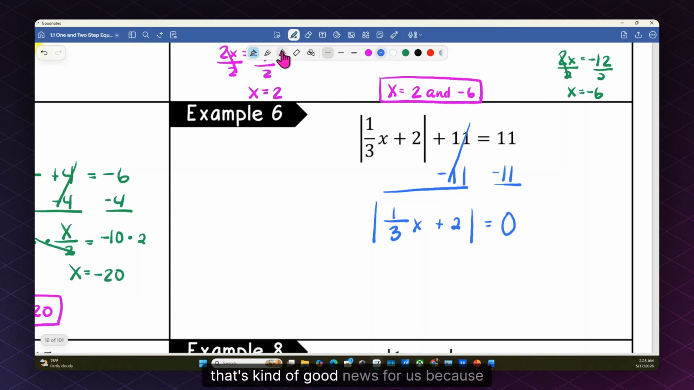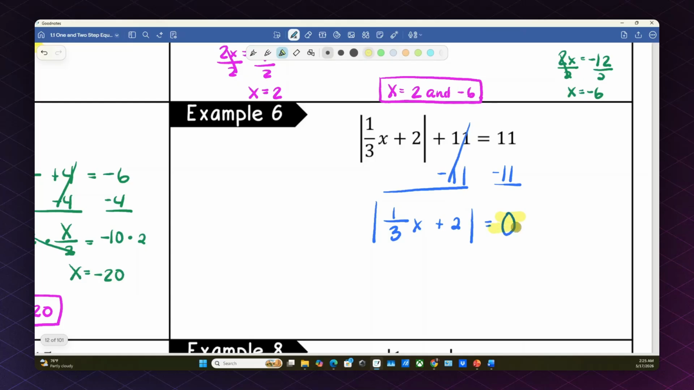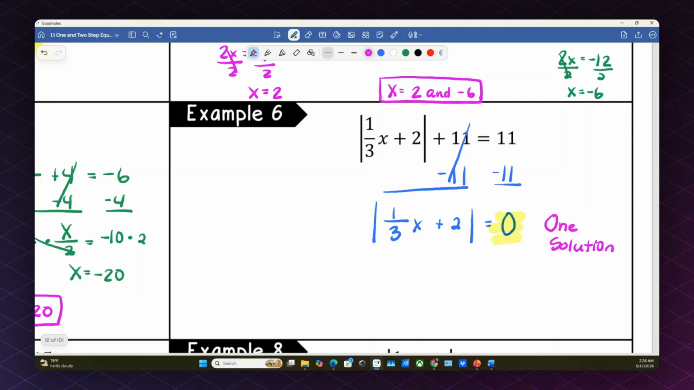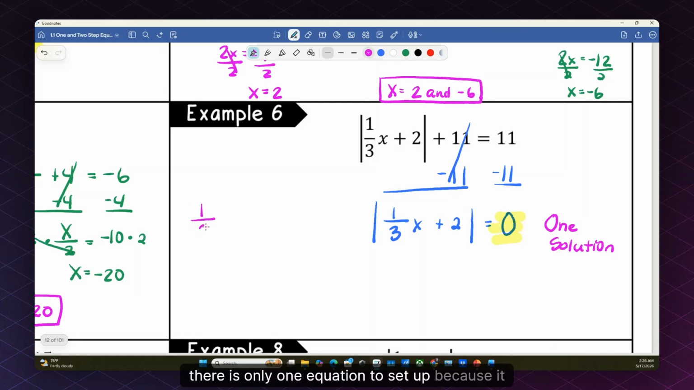Well, that's kind of good news for us because remember, 0 means one solution. So we only have to break it up into one thing. Why? Well, we can't have a positive 0 and a negative 0. There is only 0. That is the only option. So when we go to solve this over here, there is only one equation to set up because it can only be equal to 0.